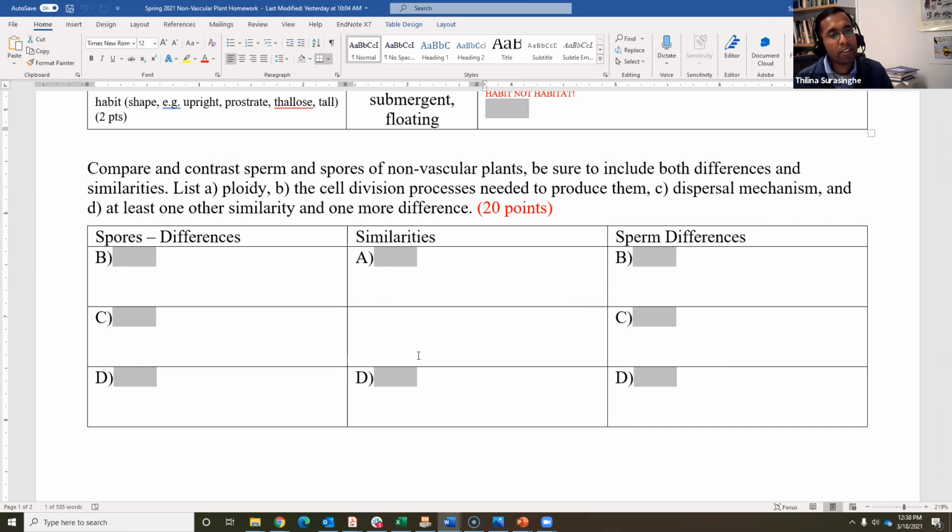So dispersal mechanism, meaning is it wind dispersed? Remember, spores were wind dispersed, and remember that sperms were water dispersed, right? So like that, what is the dispersal mechanism? And then a difference between them. If you go back to the PowerPoint presentation, you can easily grasp the answers to that, so I will not try to call answers right now.